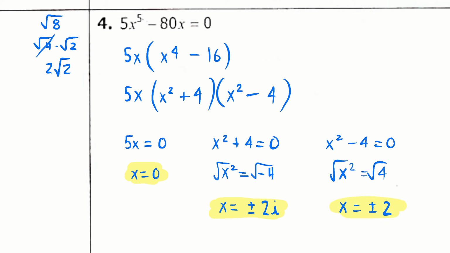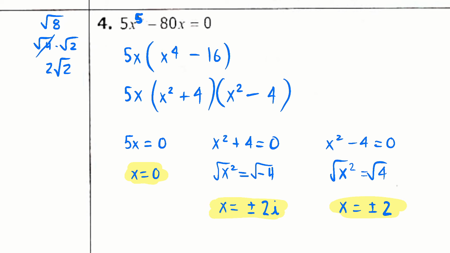So look, how many solutions was I supposed to have? 5. How many do I have? 5. I've got 0. I've got positive 2i. I've got negative 2i. I've got positive 2. And I've got negative 2. So there it is. Flip it over to the bench. I'm not going to do all these.